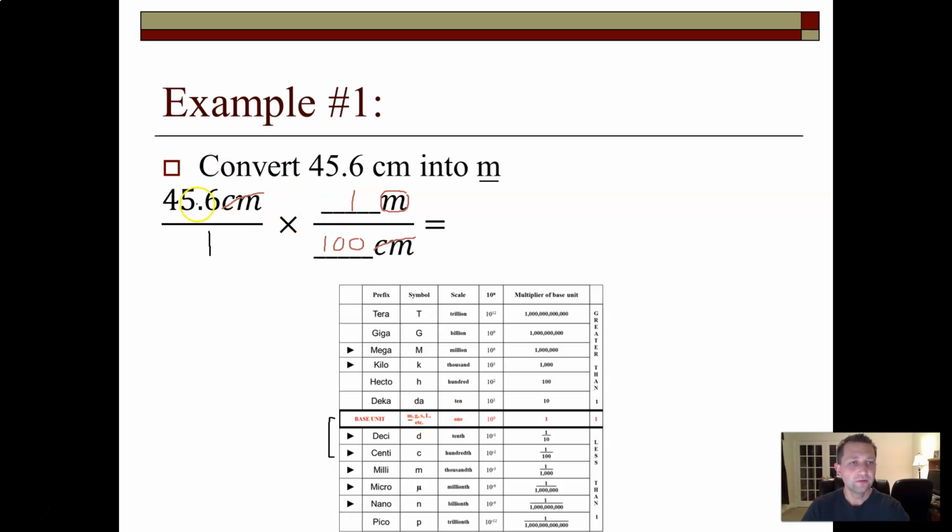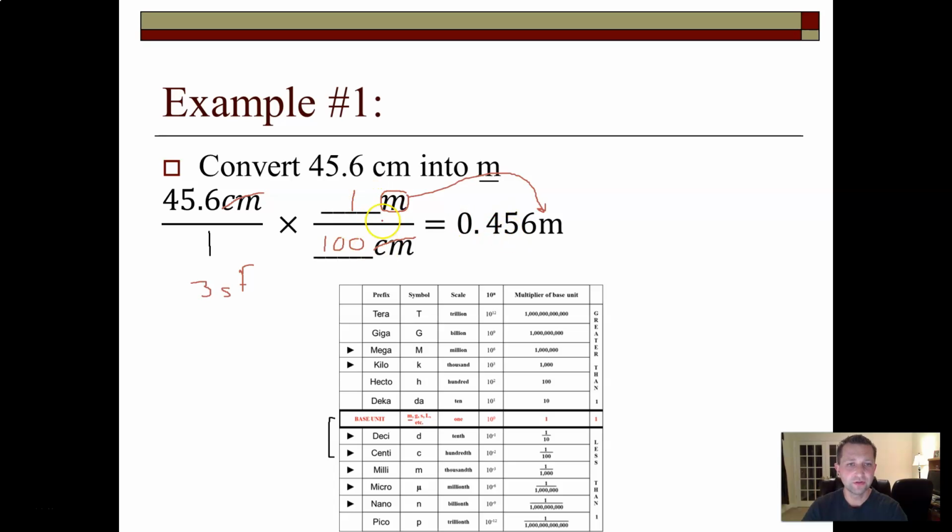So 45.6 times 1, don't really need to do that, divided by 100 gives you your answer of 0.456 meters. Notice how meters is our final unit. We don't count equivalences for sig figs. 45.6 has 3 sig figs in it, so you need to make sure your final answer has 3 sig figs, and it does. Students always use an equivalence, and they're like, oh, that's 1 sig fig, so they round this to 0.5. Don't do that.